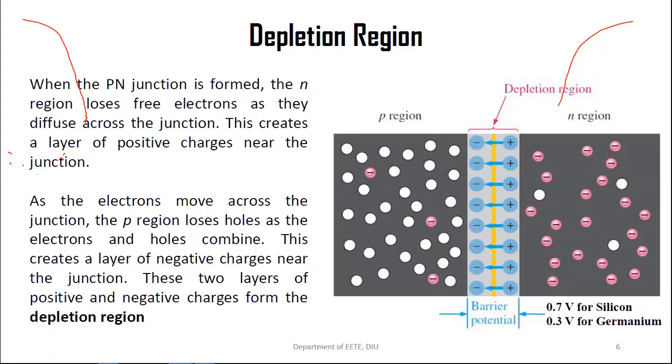Okay, so this is the depletion region created, and the barrier potential is also created. So 0.7 is for silicon, 0.7 volt. Remember, this barrier potential is 0.7 volt for silicon. It's a very important piece of information, because we will discuss everything for silicon.